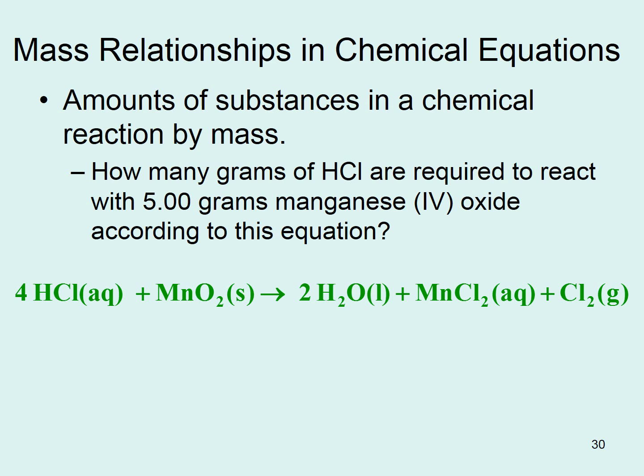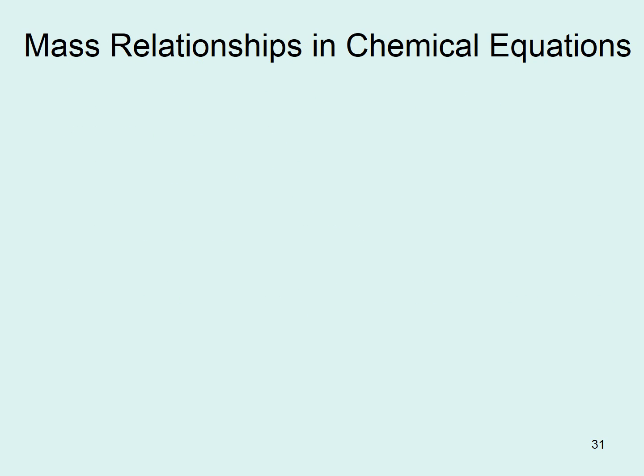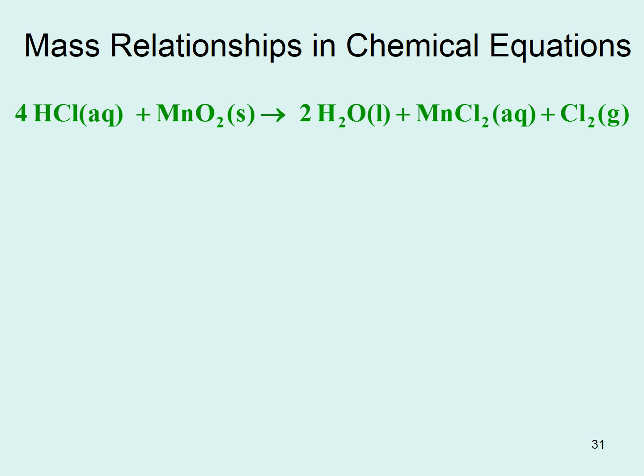We know we have 5 grams of manganese dioxide. We first need to figure out how many moles that is. So once again, here's the reaction: 4 moles of HCl plus 1 mole of MnO2 gives me 2 moles of H2O plus 1 mole of MnCl2 plus 1 mole of Cl2. In this case, they're giving us grams of MnO2, and we want to find grams of HCl. So we're only dealing with the 4 HCl to 1 MnO2 ratio.